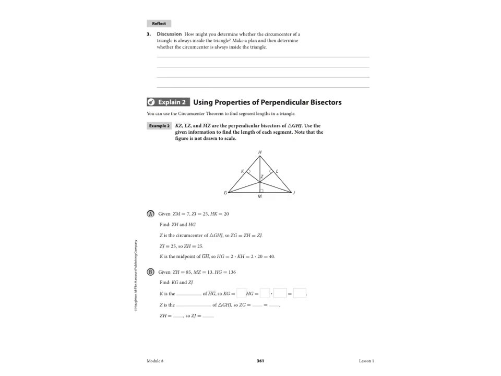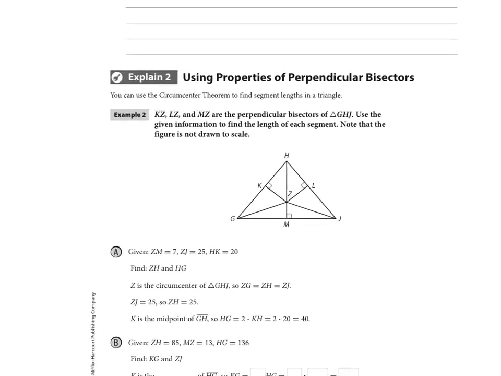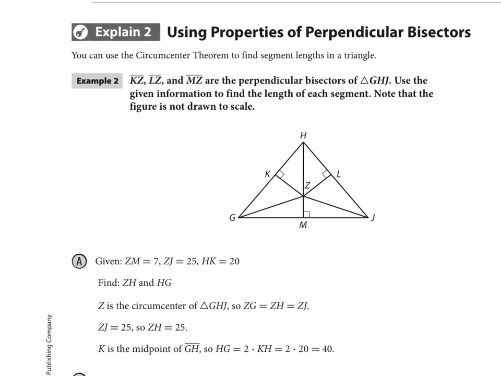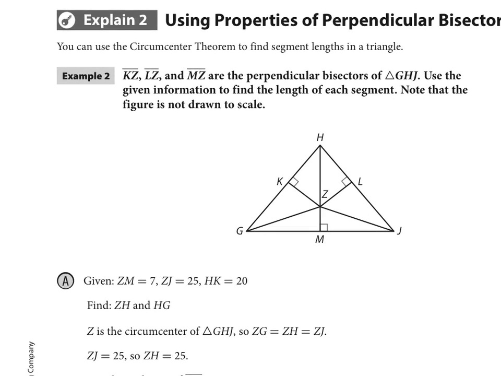So on the next page, 361, we're going to look and see how we can use this to find segment lengths. Okay, so A says we're given, well, I'm looking at this, given ZM equals 7, I'm going to write a little 7 there, ZJ equals 25, and HK equals 20, okay? And so we have the 3 perpendicular bisectors.